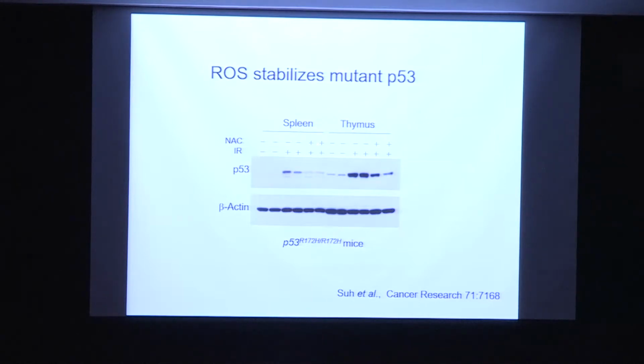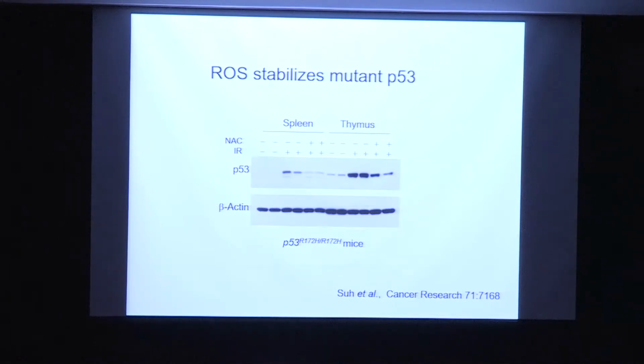And then we added N-acetylcysteine. This is a drug compound that squelches reactive oxygen species. And so anytime we add NAC to the mouse, you see that you dampen the p53 levels, both in the spleen and in the thymus. The reason we use these 2 tissues is because they both express very high levels of p53 in response to radiation, and we can detect it very easily.